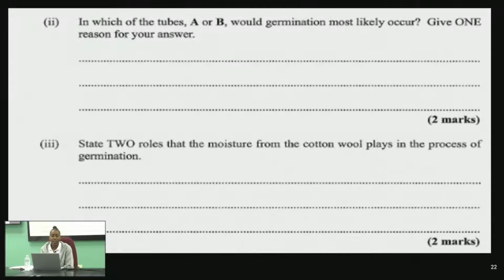All right, now it says, in which of the test tubes, A or B, would germination more likely occur? And it says, give one reason for your answer. Now, in order to answer this question, you would have to go back or try to recollect your knowledge of enzymes, which we did previously.